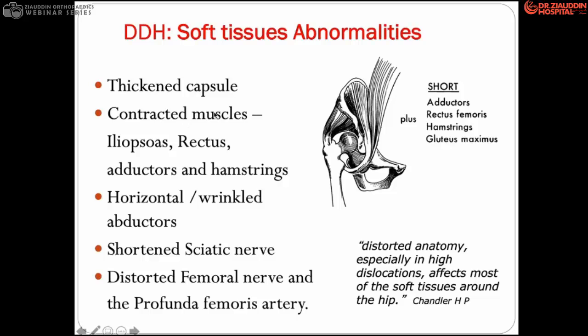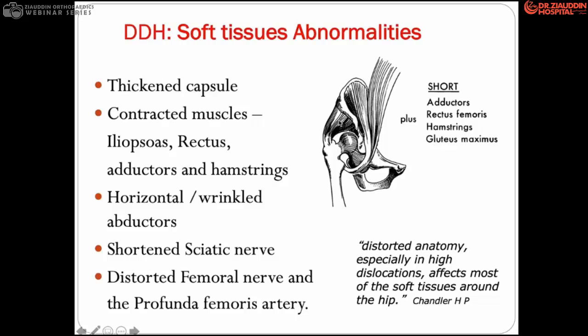Then the contracted muscles: the iliopsoas, rectus, abductors, adductors, and hamstrings all become tight. Here is the iliopsoas, which is present here, and it becomes elongated. It also produces a dumbbell appearance on the capsule because of the constriction band, which we call the hourglass. But the glutei usually don't shorten. They become wrinkled when you pull down the head, and they get elongated. They are wrinkled because they are now placed horizontally instead of vertically.